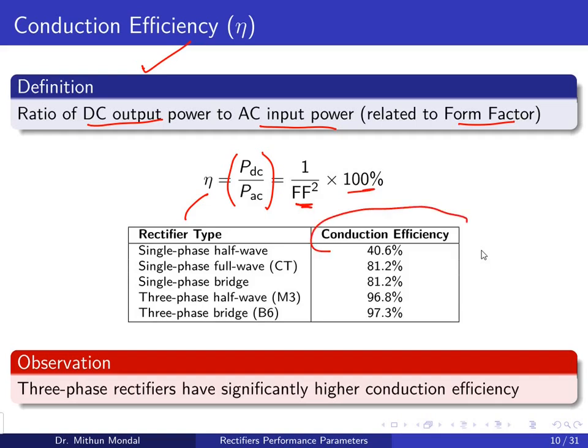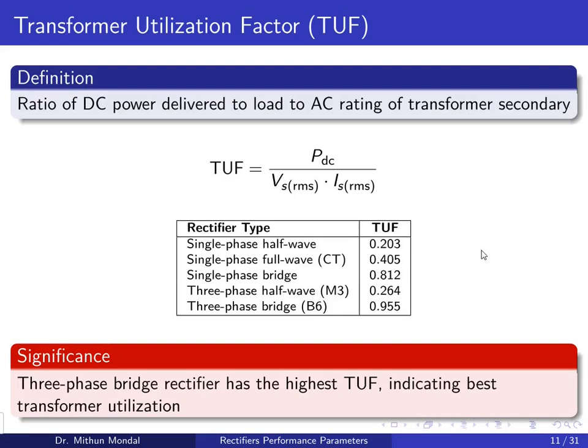If we determine the conduction efficiency, the highest we can see is 97.3% for the three phase bridge rectifier, and the lowest is 40.6% for single phase half wave. The others are 81% for single phase full wave and 96.8% for three phase half wave. So the observation is that three phase rectifiers have significantly higher conduction efficiency. So we need to go with three phase when we need more efficiency, especially in industrial applications.